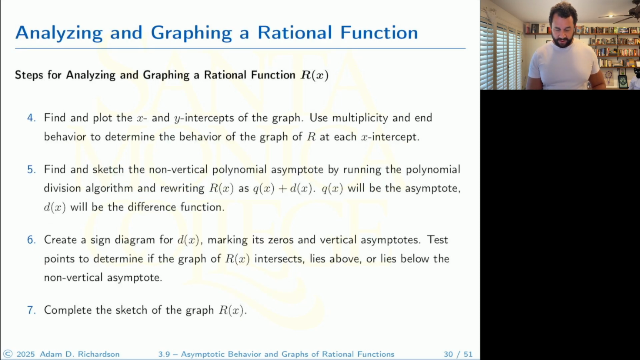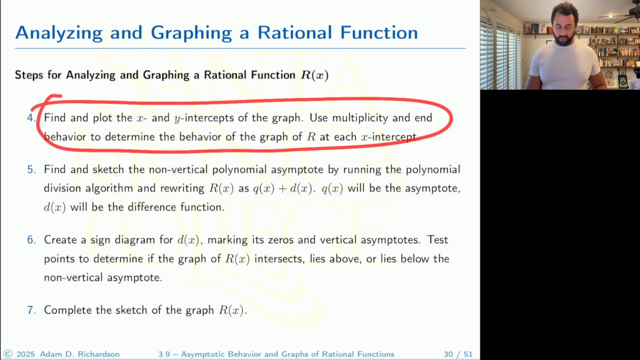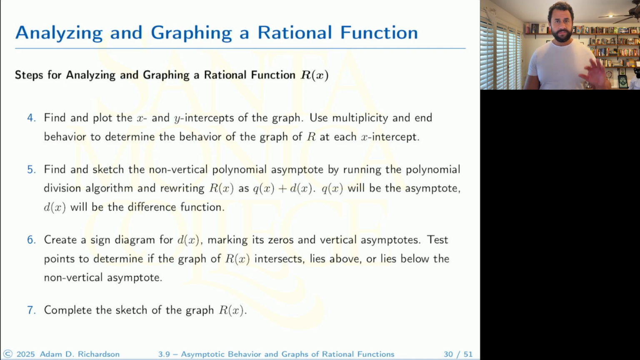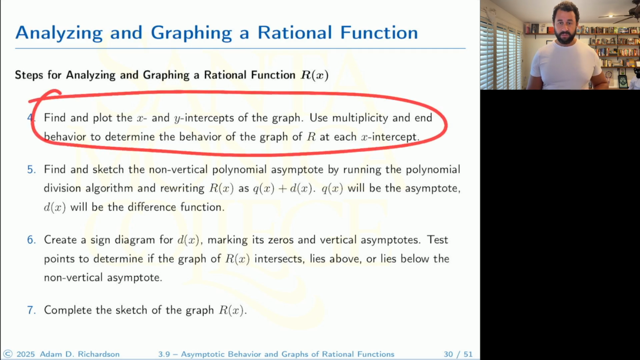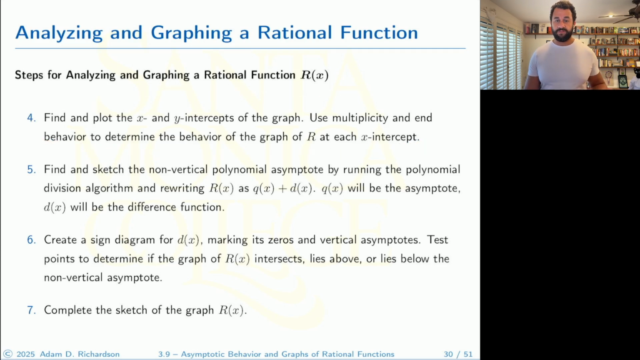Okay, now find and plot the x and y intercepts of the graph. Again, you can do these in different orders. You might even want to do this step before step 3. That's totally fine. But find all the x-intercepts. You do that by looking at the zeros of the numerator. Find the y-intercept by plugging in x equals 0. Use multiplicity and end behavior to determine the behavior of the graph at each intercept.